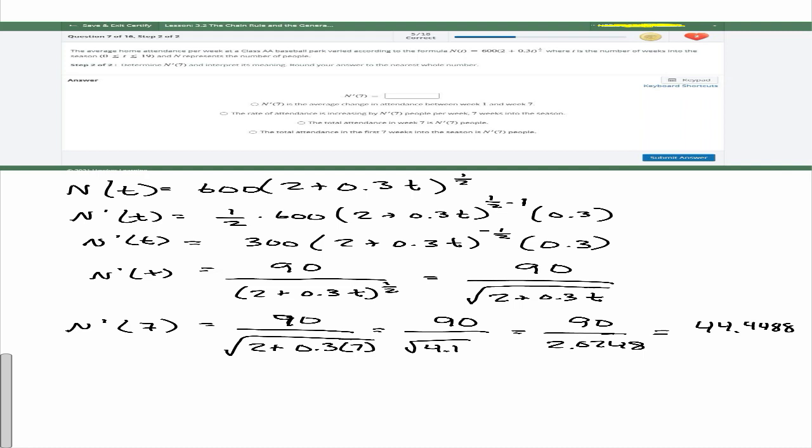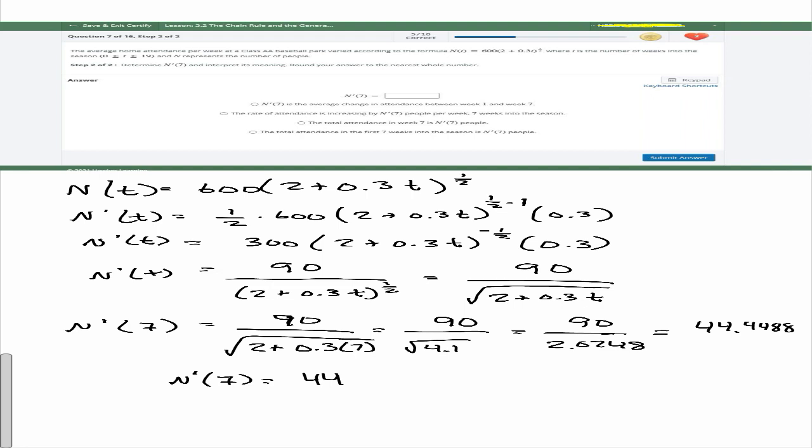All right. So here, let's see here. The average attendance at a baseball park would be 44.48 people. Now, to interpret this meaning, so N prime of 7 would be, to the nearest whole number, 44. To interpret the meaning, this would mean that the rate of attendance would be increasing by N prime of 7 people per week, 7 weeks into the season.